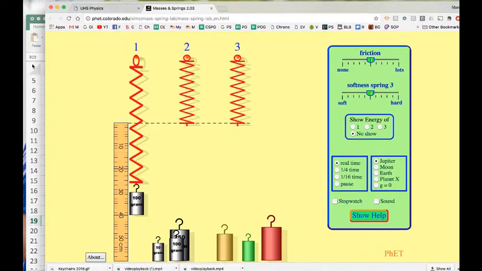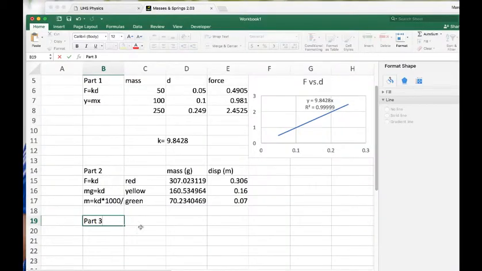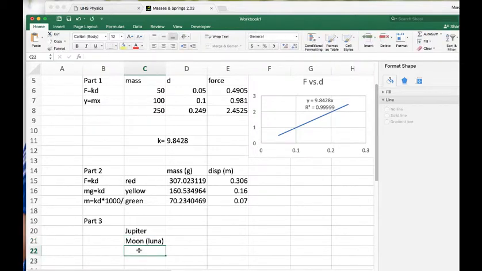Okay, so let's start up a program here. So I have Jupiter, we have our moon, which is called Luna, and we have planet X, and I want to figure out the gravity on each of these by putting a mass on there and measuring the displacement.